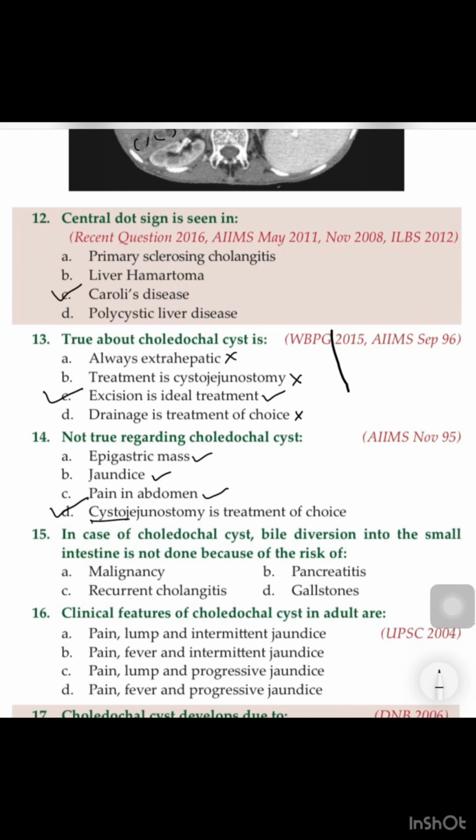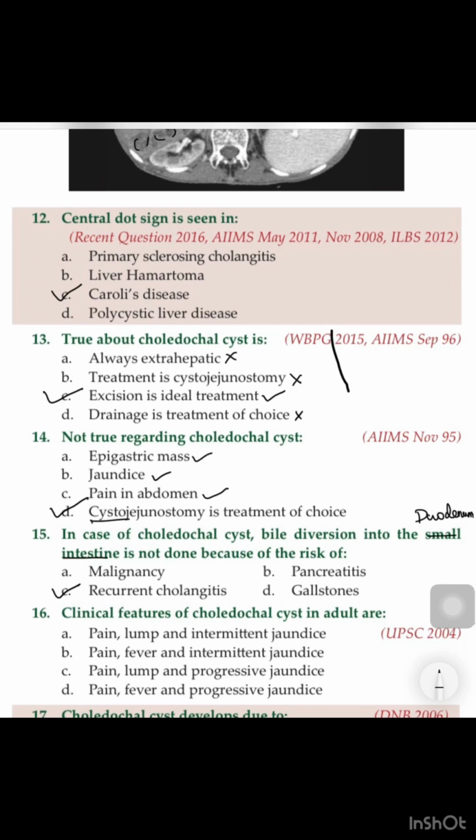In case of choledochal cyst, bile diversion into small intestine is not done because of the risk of recurrent cholangitis. So bile diversion, this is mainly the duodenum they are talking about. It is because we are anastomosing it to the jejunum. It is also small intestine. They are mainly talking about duodenum here.